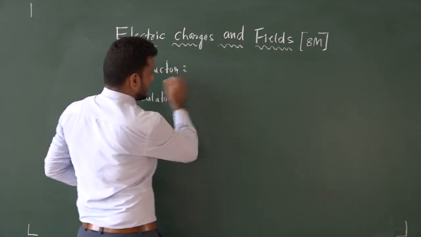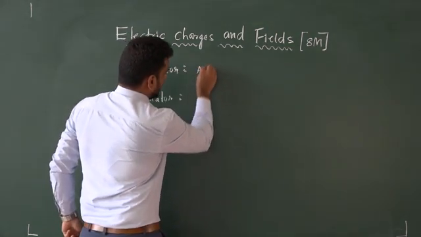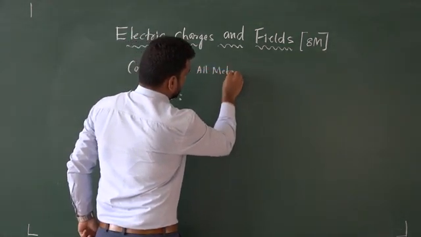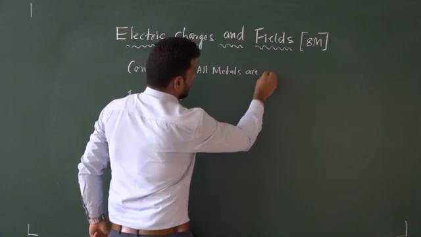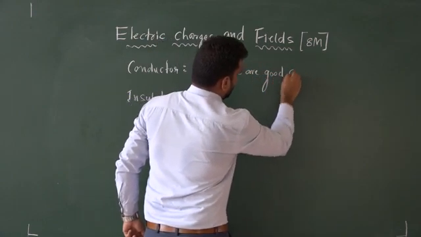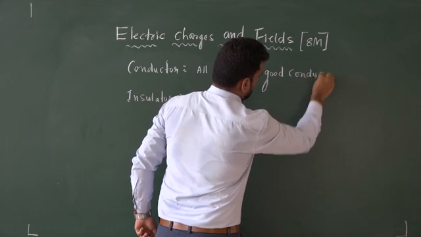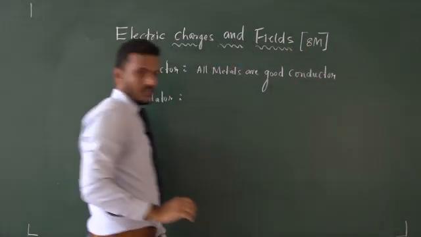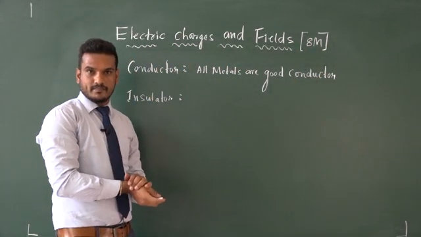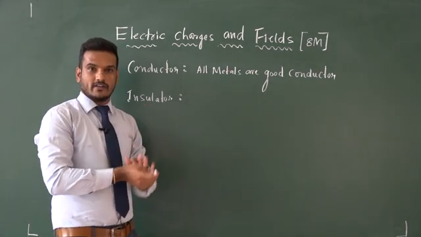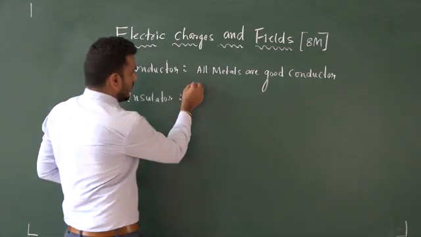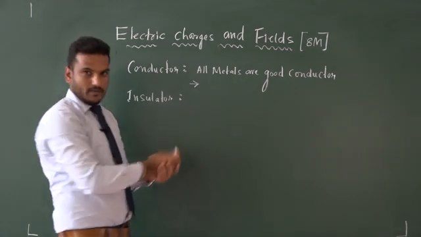We can give many examples. All metals are good conductors. We can give an example such as metals. All metals are good conductors of electricity. And we can give the human body or animal body.